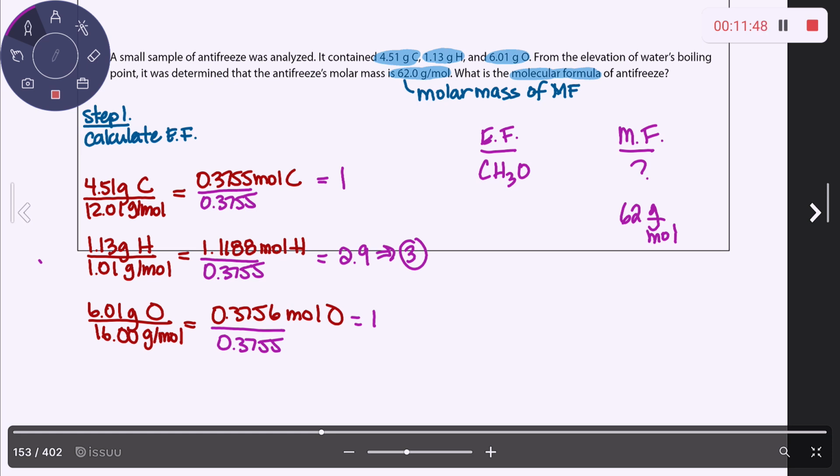The molar mass of the empirical formula will be 12 plus 3 plus 16. So this is going to be, what, 31-ish? 31 times 2 is 62. So that means C2H6O2 would be my molecular formula.